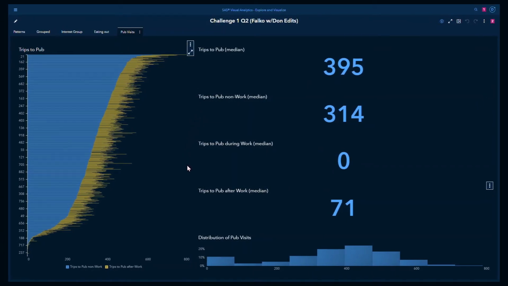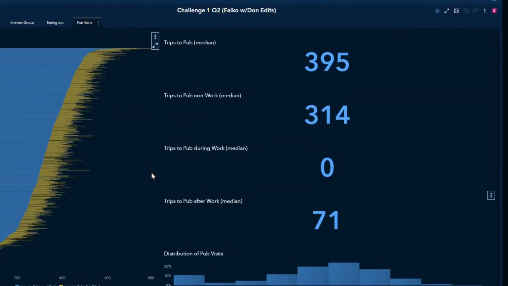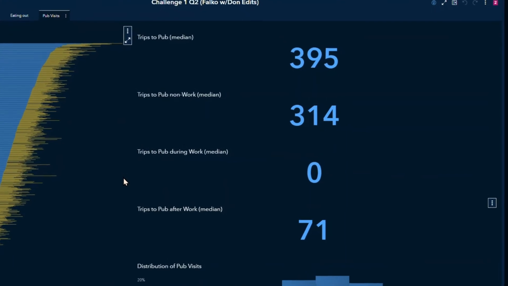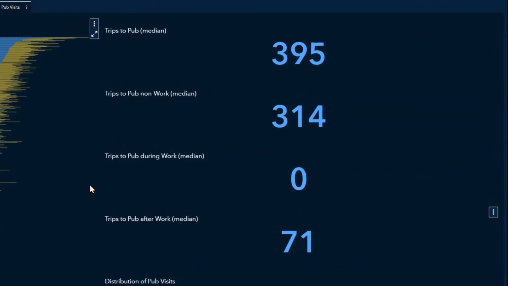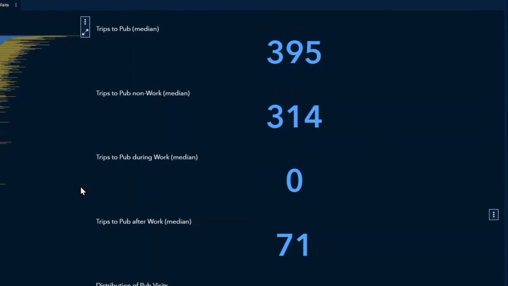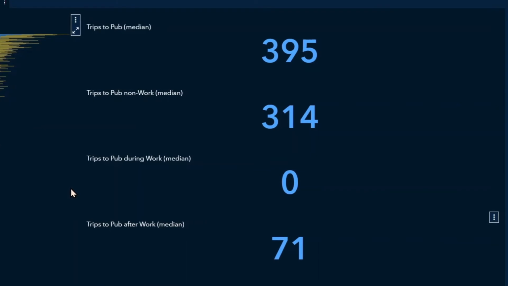However, going to pubs after work and on non-work days is very common, sometimes with multiple visits in a single day. The median participant went to a pub 394.5 times in total, 71 times after work, or 22% of total workdays, and had multiple daily pub visits on 100 days.